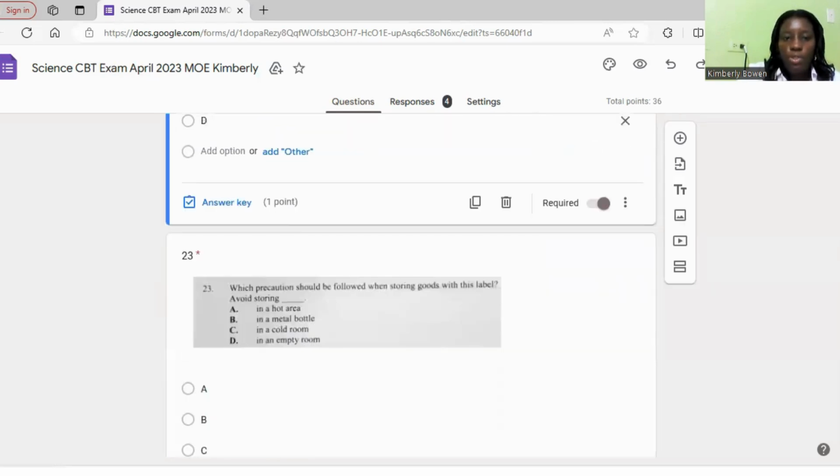Let's move on to 23. Which precaution should be followed when storing goods with this label? Avoid storing in a hot area, in a metal bottle, in a cold room, in an empty room. So the correct answer here is A. We do not want to store items with this label in a hot area because that will cause it to heat, overheat, and possibly explode. So the correct answer is A.